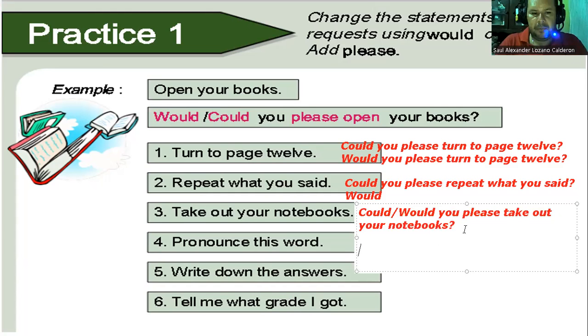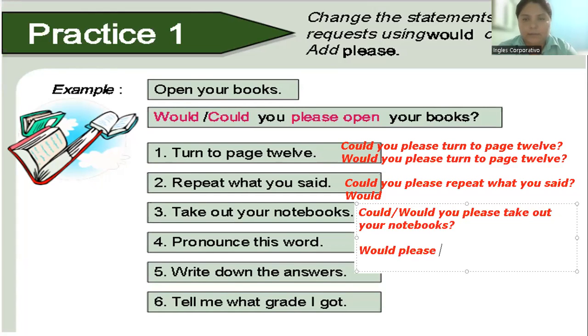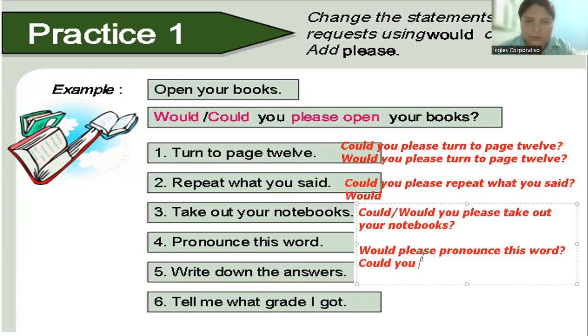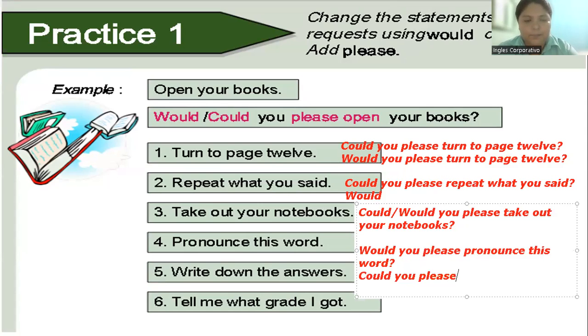Would you please pronounce this word? Pronounce this word. Okay. So will you please pronounce this word, or could you please pronounce this word? Let's see, number five. Guys, number five.